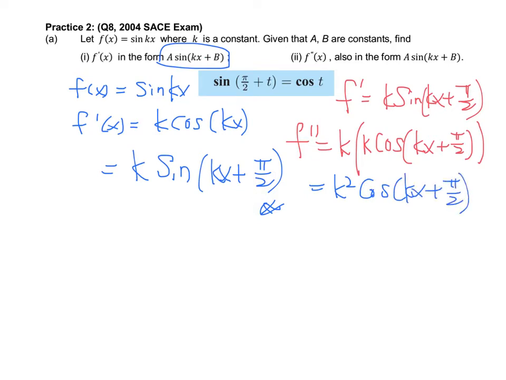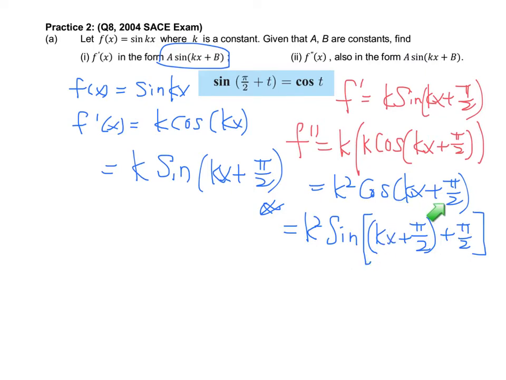And again, you're being asked to show that this can be put in the form of a sine kx plus b. Nobody says that the a values for part 1 and 2 will be the same. So again, we will employ this property here, and we'll end up with the sine where we treat kx plus pi over 2 like the whole t, and that's why it becomes the whole t plus pi over 2, or in this case kx plus pi over 2. Alright, so we have what is required of us. Now moving on to the next part.